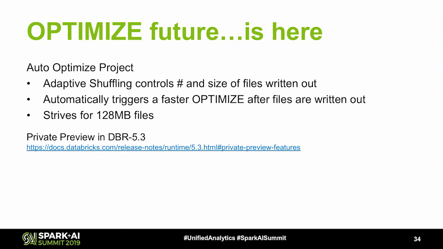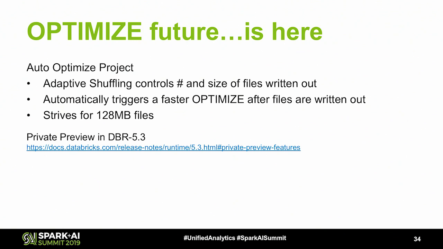Auto-optimize is available as of 5.3, and it has two smarts that allow the data engineer to not worry about when and where to optimize. The first one is adaptive shuffling, which controls the number and size of files written out. So you no longer have to hard code the Spark SQL shuffle partitions. It figures out how much data it's writing out, and it controls the number of shuffle files accordingly. The second is that after it writes out the files, it triggers a faster and cheaper version of Optimize that collects the data into 128 meg chunks.